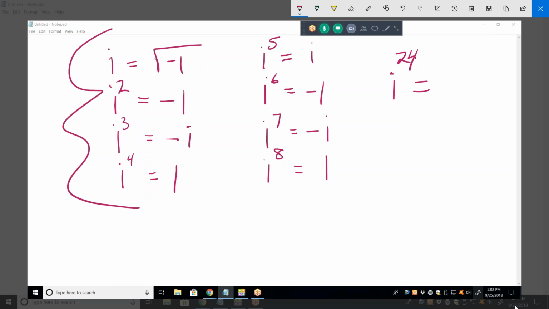24th. 1? Yeah. In other words, what you do is you divide that by 4, and whatever your remainder is, in this case it's 0, so you use that. If it was the 25th power, well, then when I divide 25 by 4, I get a remainder of 1, so I'm using I to the 1 power. So I to the 25th is the same as I. So a harder one.